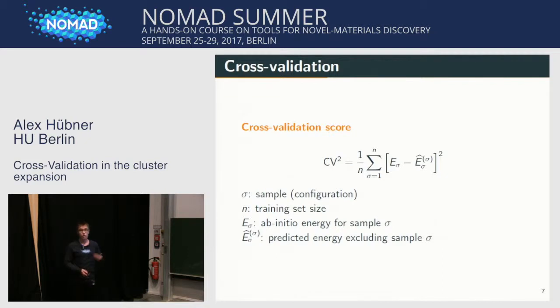Another important quantity is the cross-validation score, which is almost a mean square error with a single but important difference: the predicted energy is predicted without the configuration itself, so that we have to make regressions for each configuration.